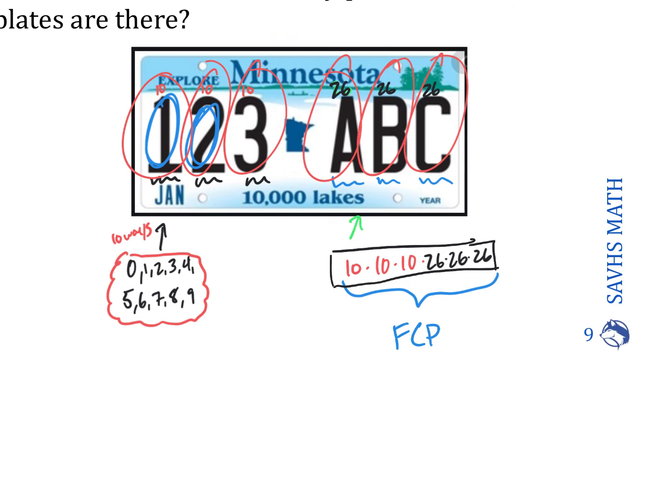I'm going to use my calculator for this because I'm going to get a big number, 26 times 26 times 26 times 10 times 10 times 10. And I get, whoa, okay, 17,576,000. So I have 17,576,000 ways to get a possible license plate in Minnesota.